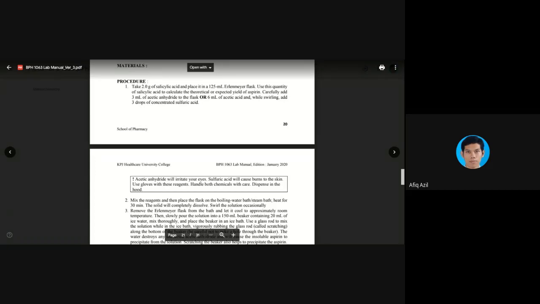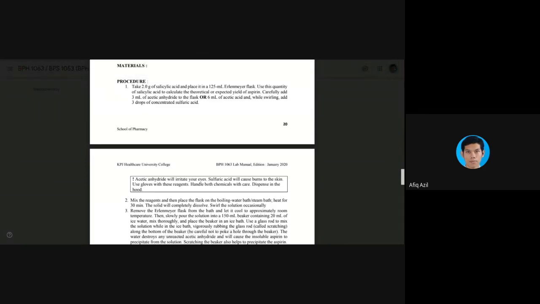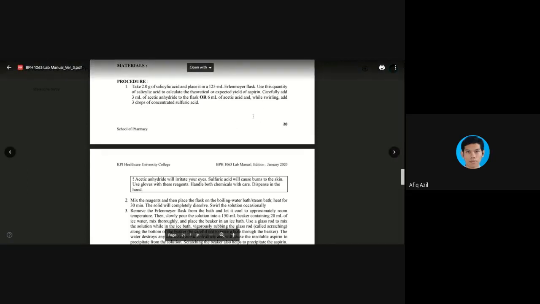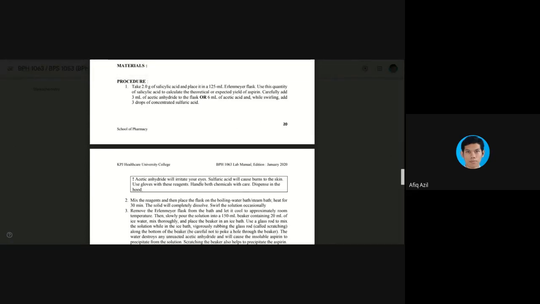So weigh 2 grams of salicylic acid, and then place it in a 120 ml conical flask. Then what you do next is add 3 ml of acetic anhydride, or replace it with 6 ml of acetic acid. And then while swirling or stirring, you add 3 drops of concentrated sulfuric acid.